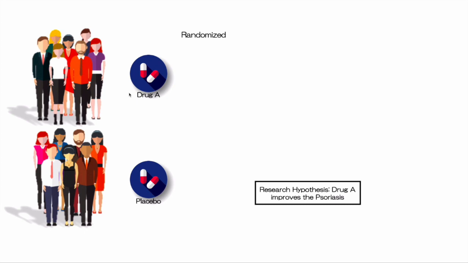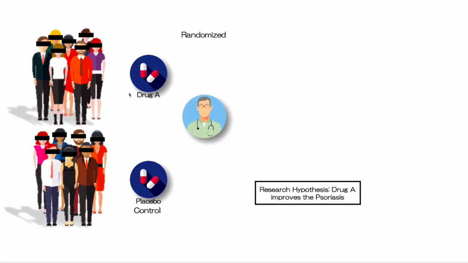A health advisor is going to evaluate this condition, and these people don't know whether they are getting drug A or placebo. The group that gets the placebo will be the control group in this case. And the health advisor that's going to evaluate them also evaluates at the beginning, and he also doesn't know which person gets which drug. Is it drug or is it placebo?